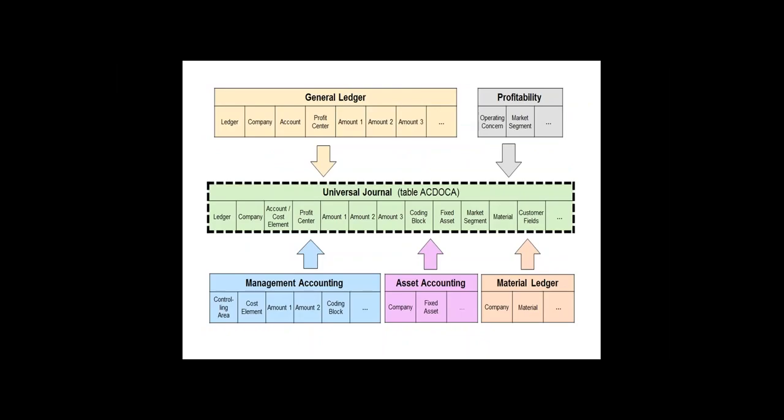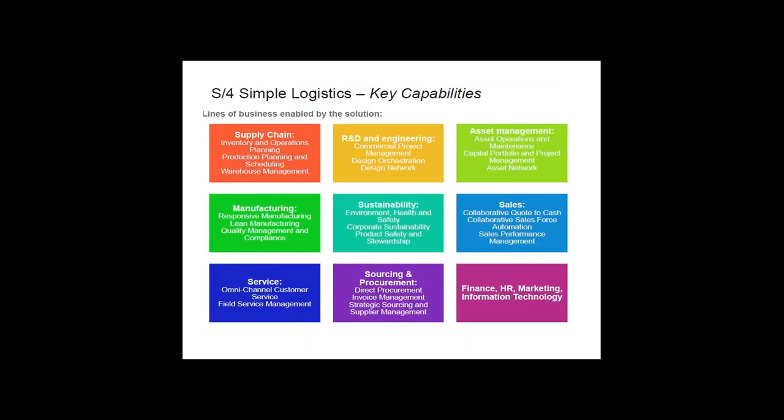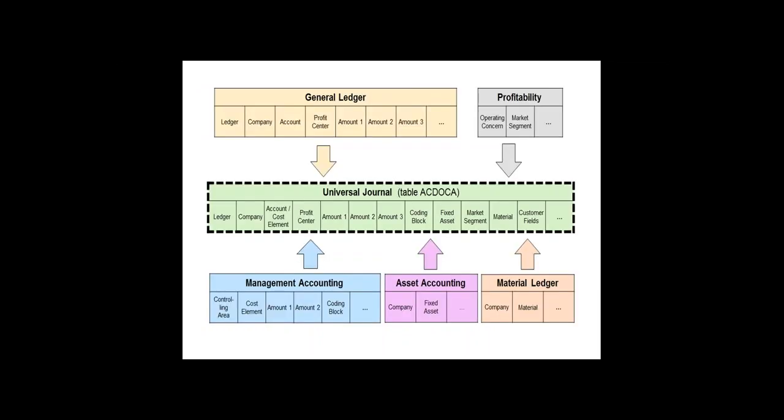See here, you can see the screen also. The general ledger, profitability analysis, management accounting, asset accounting, material ledger, everything is being updated into the universal journal with one table. We have some activities also. When we are working with the simple finance application, what additional activities do we need to perform? That is also very important.